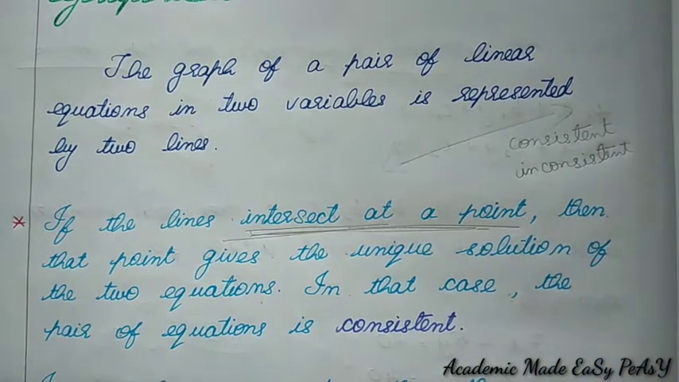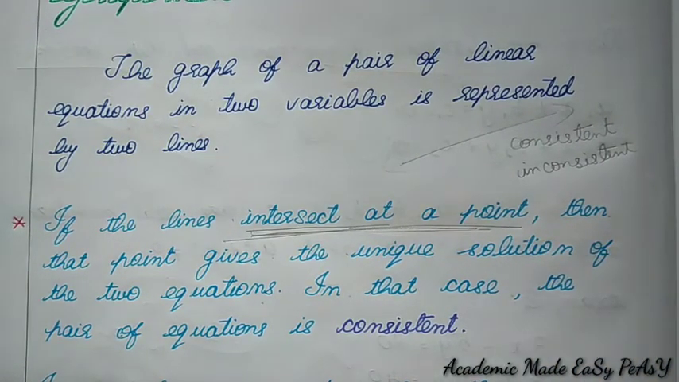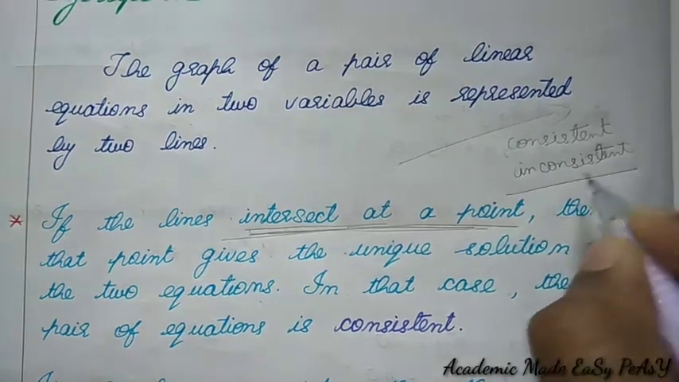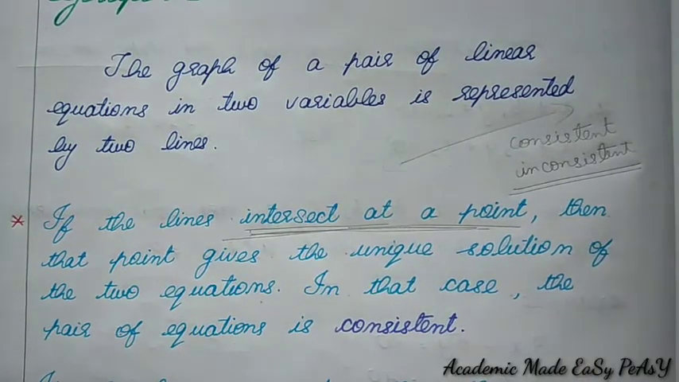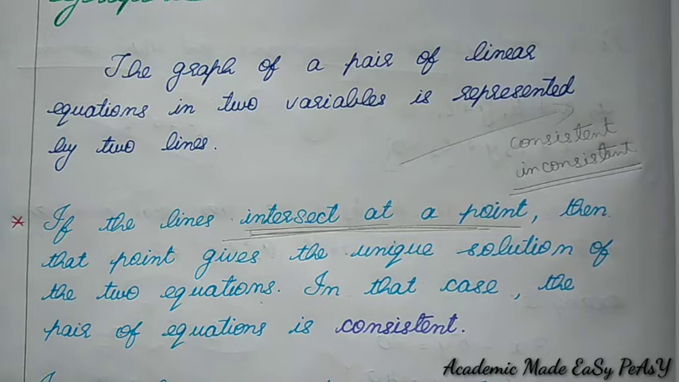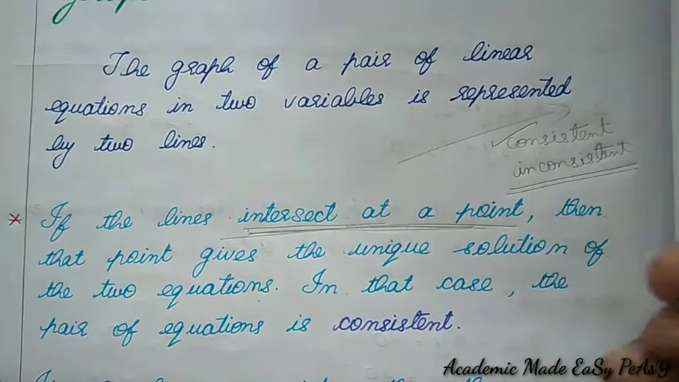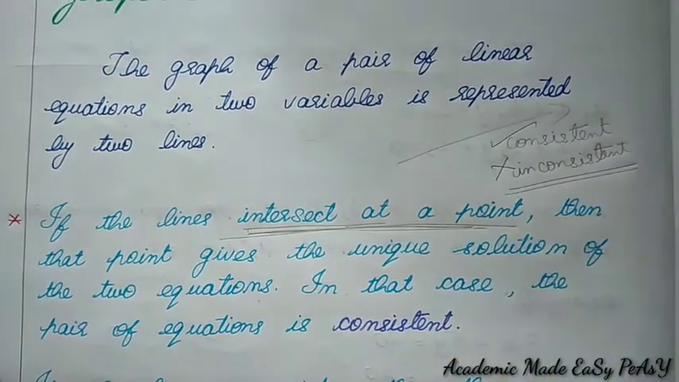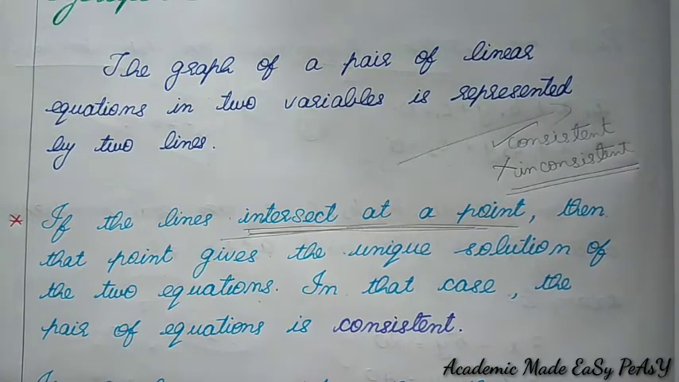So consistent means it will have only one solution or more solutions, one or more solutions. If it is inconsistent, we don't have any solution for the given linear equation. Okay, so consistent means we have a solution, inconsistent means we don't have a solution. That is the only thing.